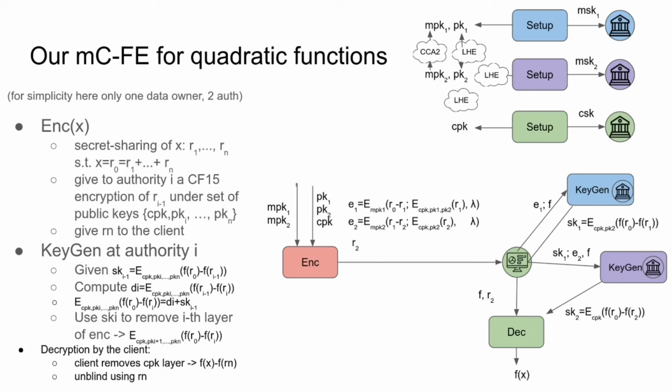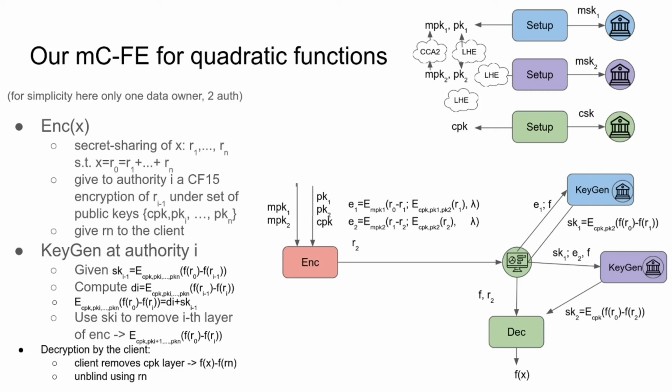Giving these values to the client, who can then decrypt, aggregate the values, and remove the additional term f of Rn, obtaining f of x as desired. However, this design has a security flaw. For example, if the client colludes with authority 1, they can recover x, since the authority has x minus R1 and also the encryption of R1, but the client can decrypt the encryption of R1, obtaining R1 and consequently x.